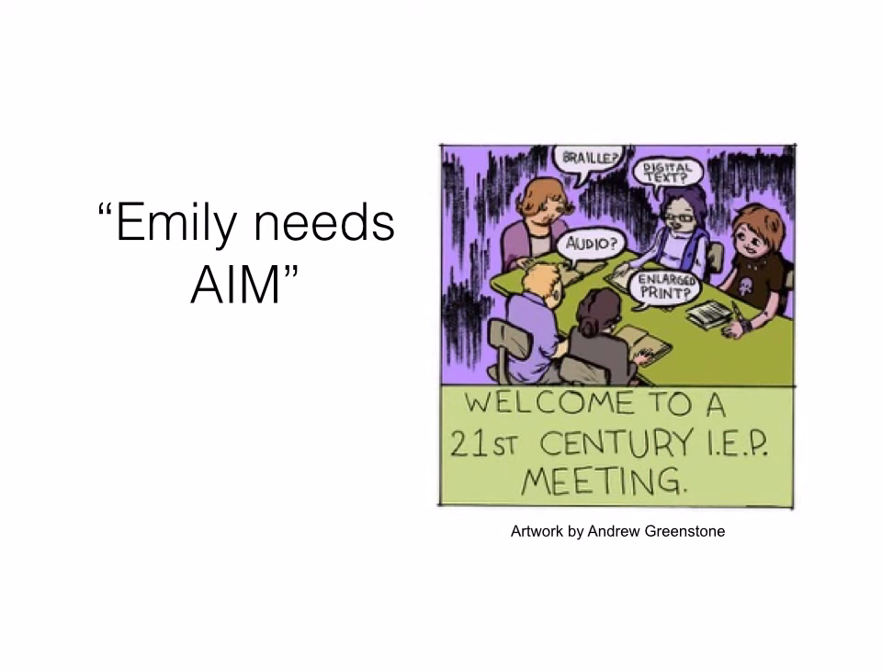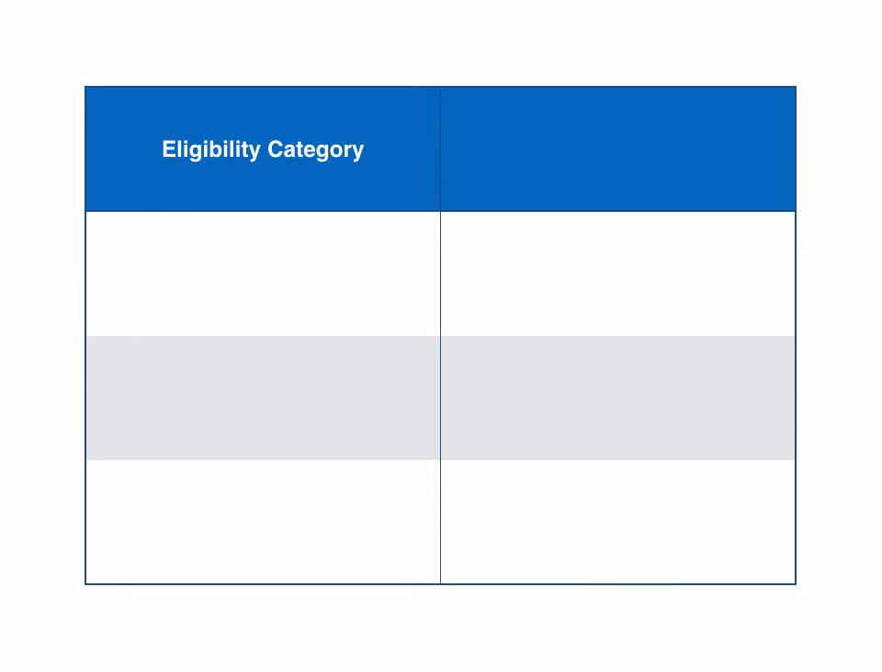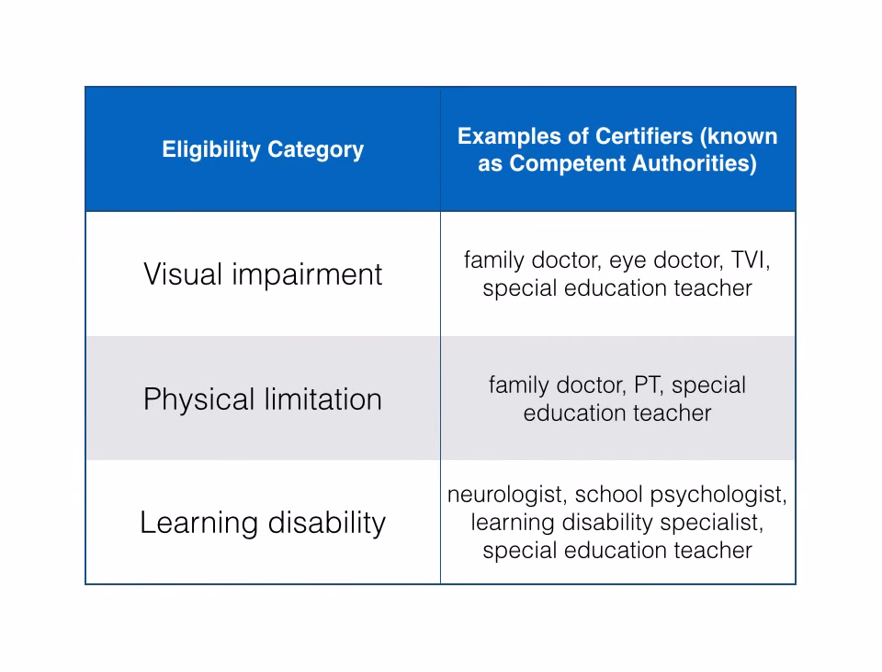If the team decides that Emily cannot learn or gain information from print-based materials, the next step is to acquire the format she needs. The 4 formats of AIM are digital text, audio, large print, and Braille. To receive a publisher's instructional material in a different format, Emily needs to qualify under one of the following categories: visual impairment, physical limitation, or learning disability. A member of the IEP team with expertise in the connection between Emily's disability and her need for AIM can certify her eligibility. This person, called a competent authority, can be a special education teacher.